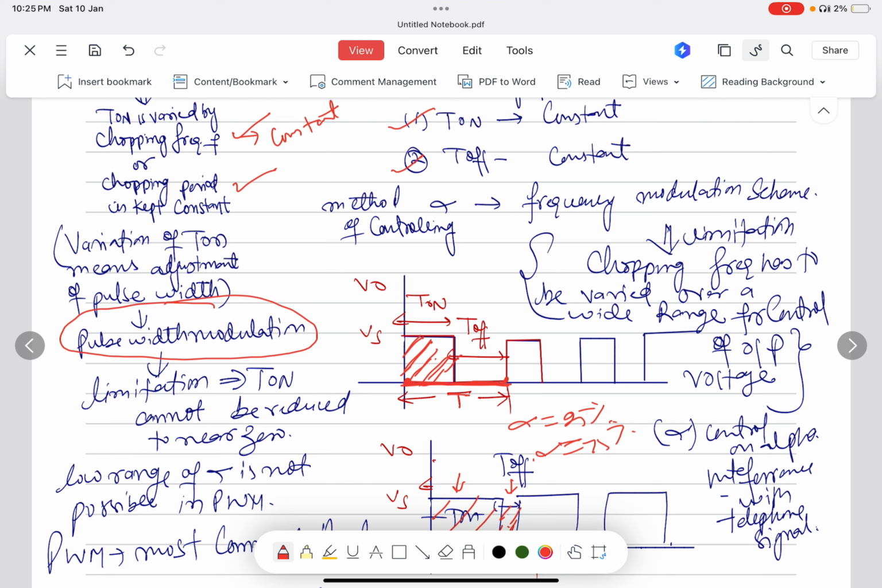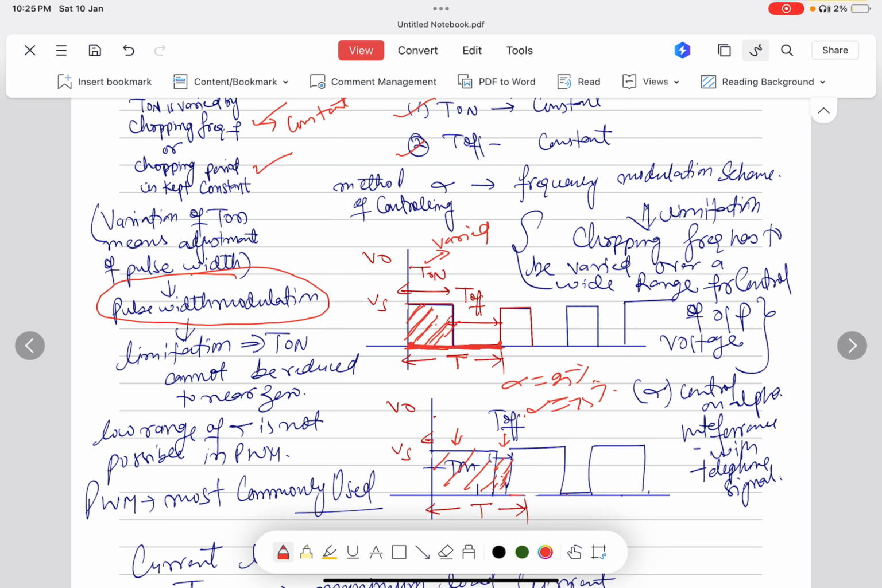Again I will repeat this. The time period T or the chopping frequency is kept constant and T on is varied. We call this pulse width modulation. Here the time period T is constant and T on can be changed. T on may be 1/4 of the time period T, that means 25%, so alpha is equal to 25%. It may also be 3/4, that means 75%. Ideally alpha can vary from 0 to unity, but practically it is not possible.